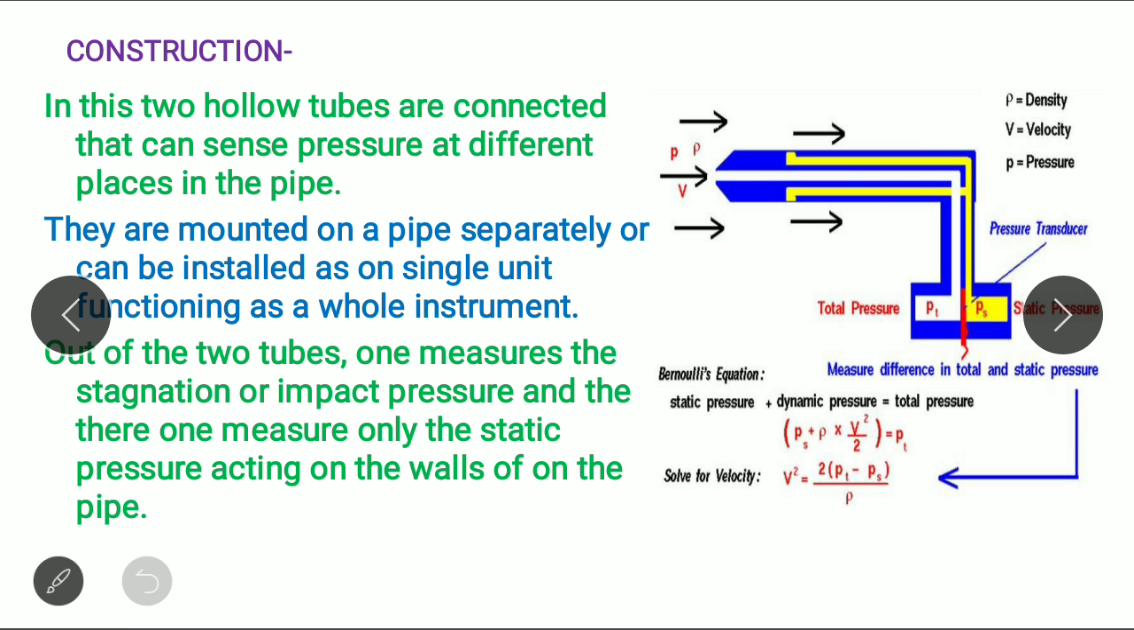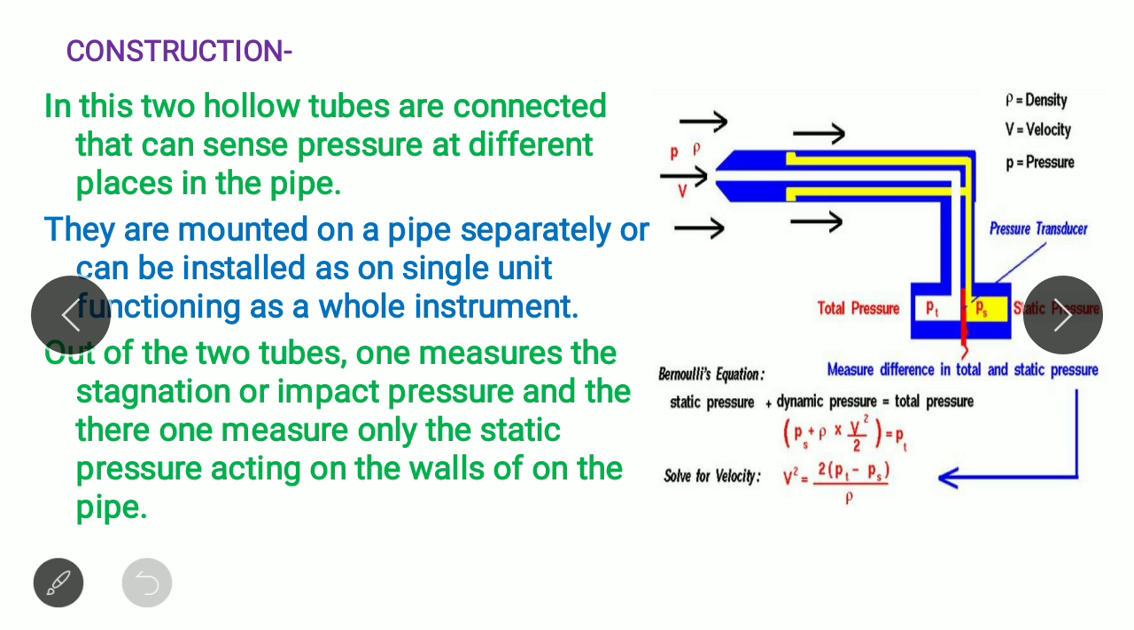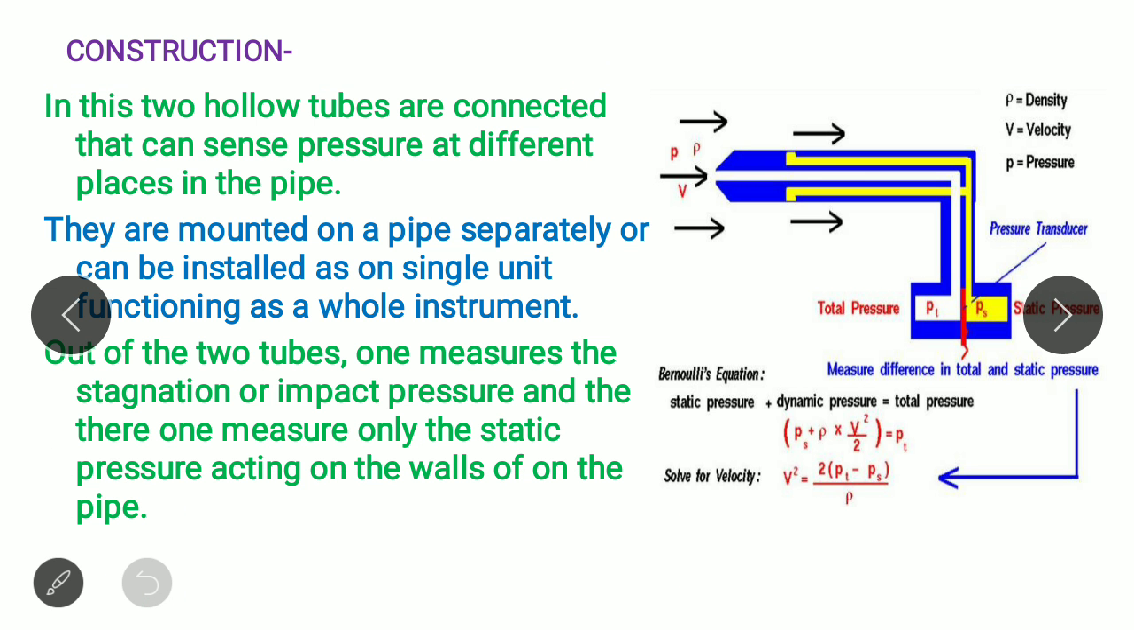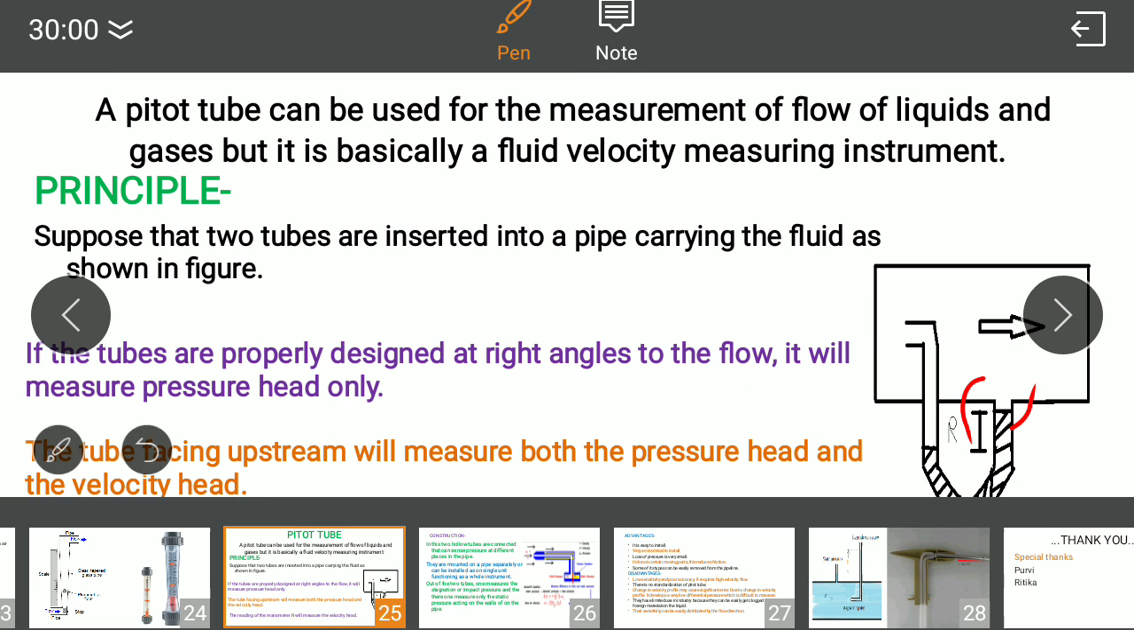If we see the construction of Pitot tube, it has two hollow tubes connected that can sense the pressure difference at different places in the pipe. They are mounted in a pipe separately or can be installed as a single unit, functioning as a whole instrument. One of the two tubes measures the stagnation or impact pressure, and the other one measures only the static pressure acting on the wall of the pipe. This is static pressure, this is stagnant pressure, right?